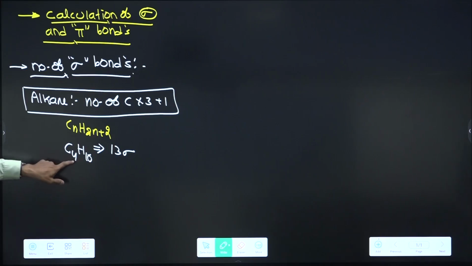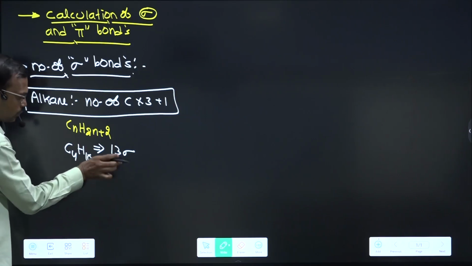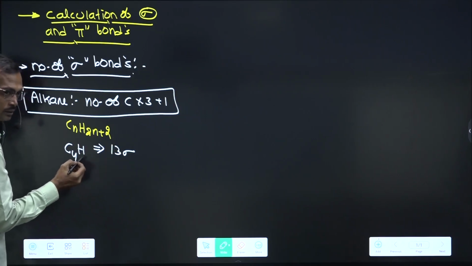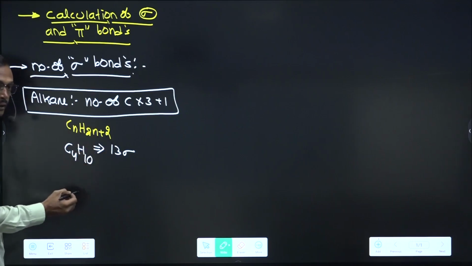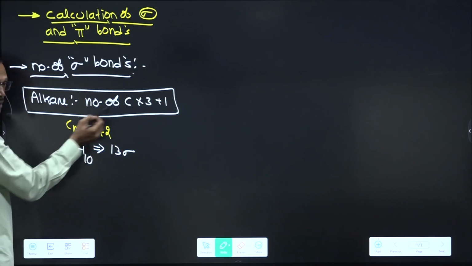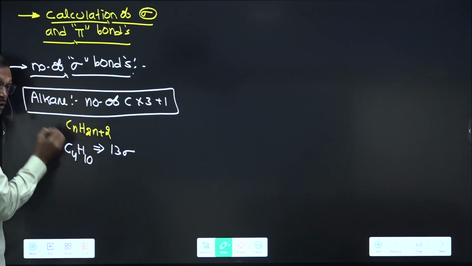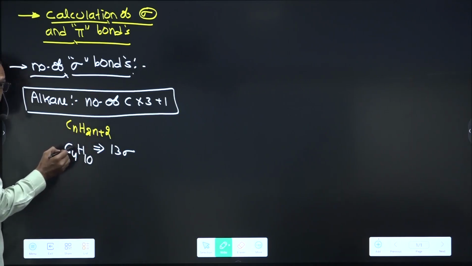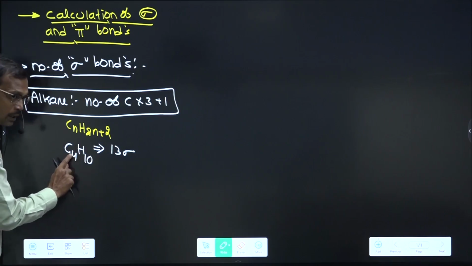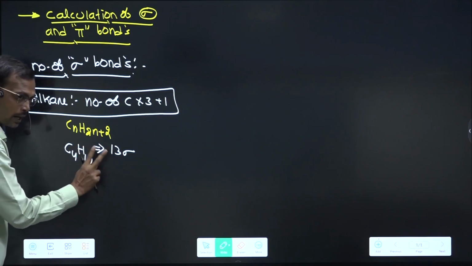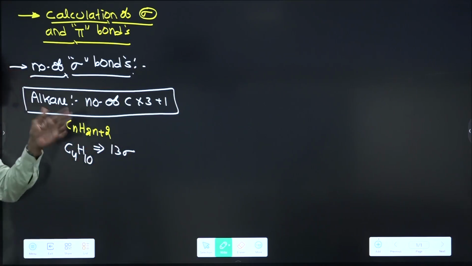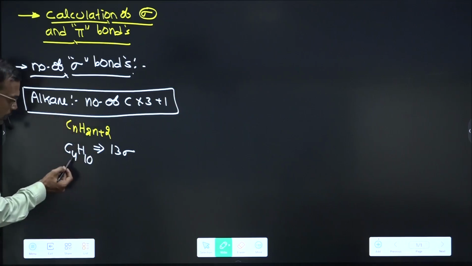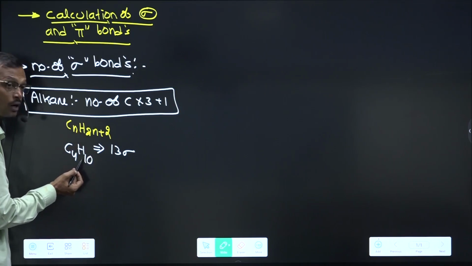Is it butane or not? How many hydrogens are present? 2 into 4 is 8, plus 2, 10. So you substitute this 4 here because it is an alkane. How can you confirm it is an alkane? Double the carbon number and add plus 2, that becomes the hydrogen count. If you double the carbon number and leave it, that is an alkene. Double the carbon number and add 2 hydrogens, that is an alkane.